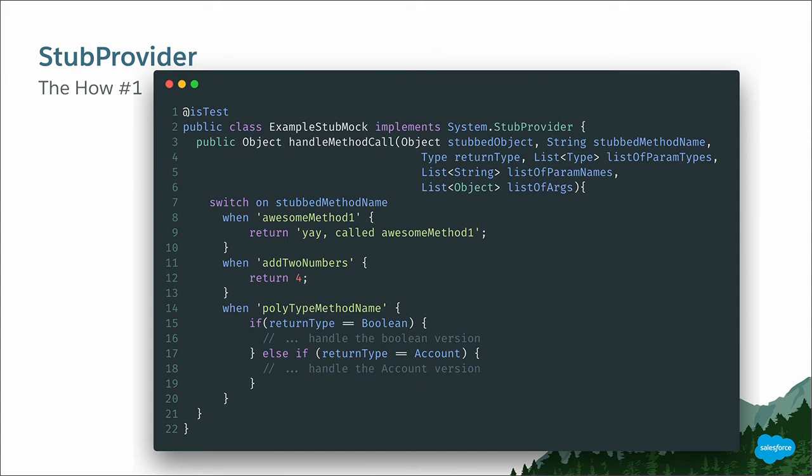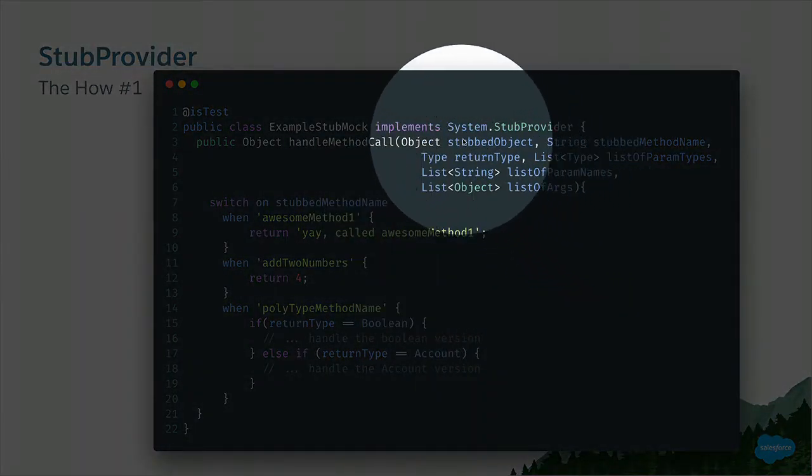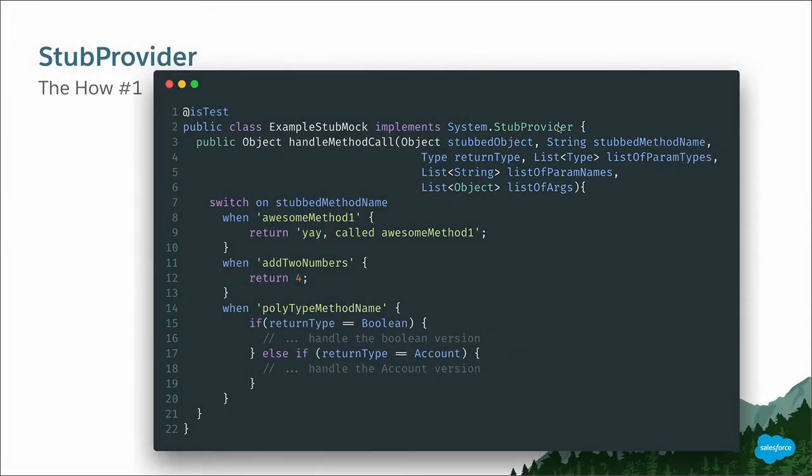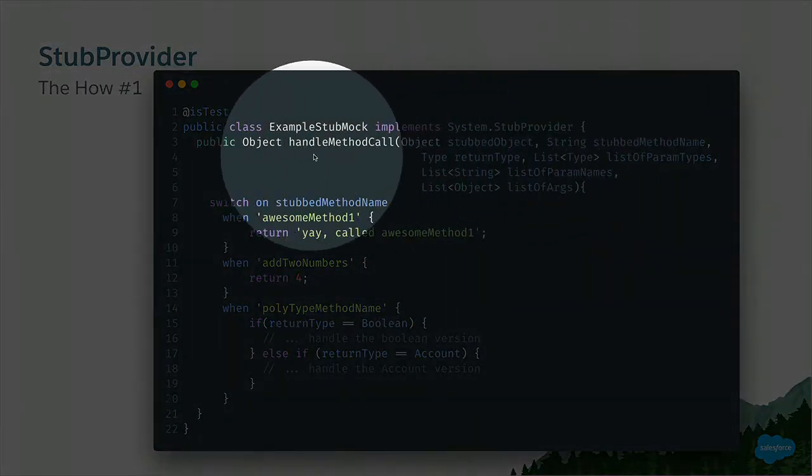So the idea here is we're going to implement this in a class. We're going to implement the stub provider interface, just like we did with the mock provider interface. And you're going to create this in a way that'll handle multiple method calls. So if we look at this, and I'm sorry this is a little bit smaller, it's a lot of code here, but we have an example stub mock class, and it's going to implement the System.StubProvider interface. And we've got this one method call that we have to implement, the handle method call.